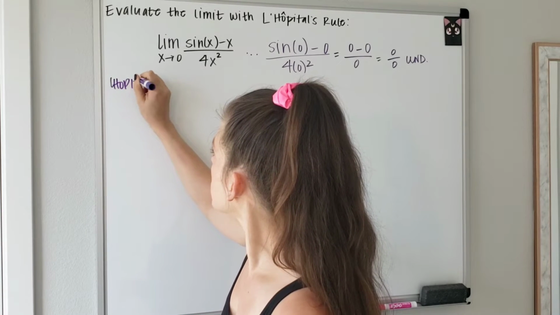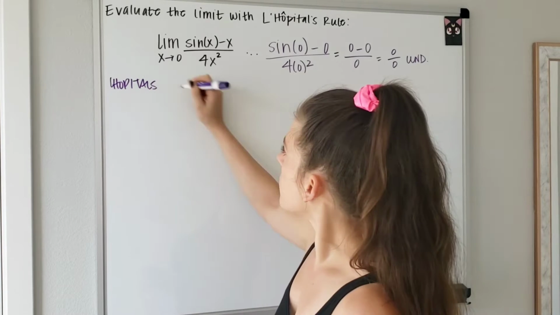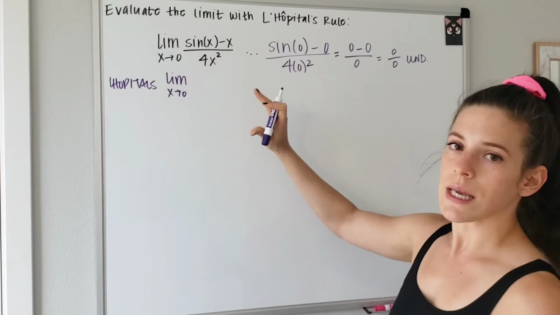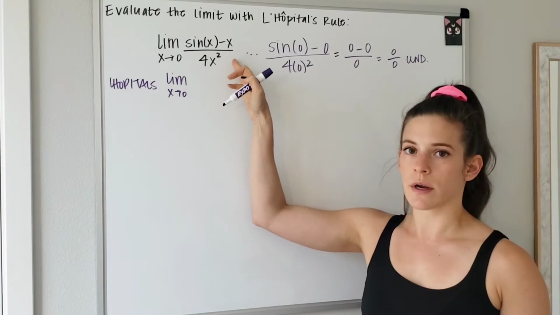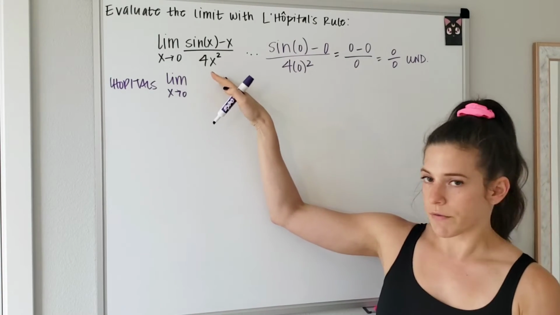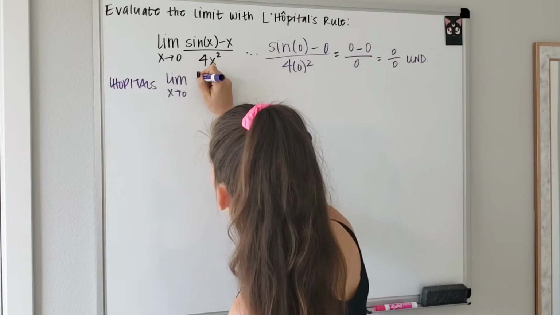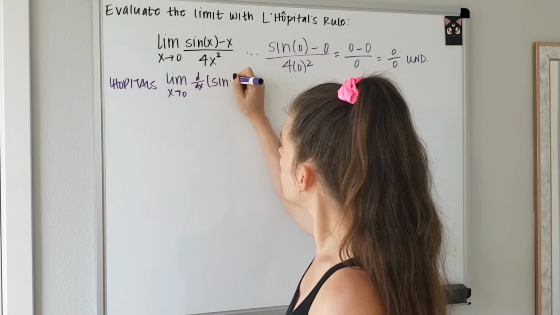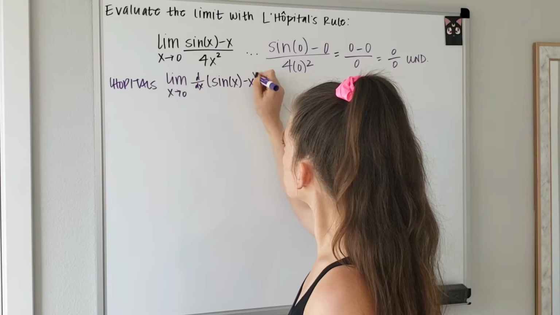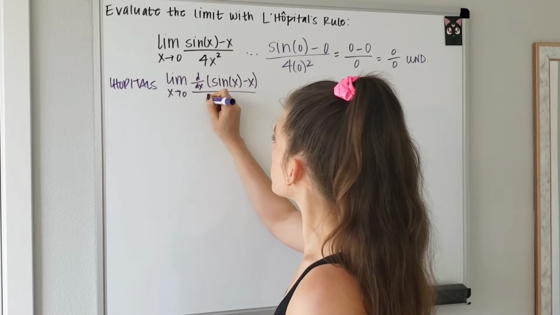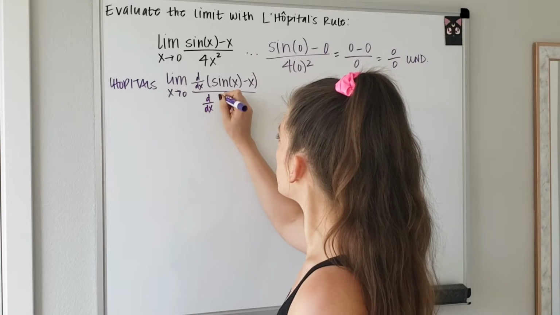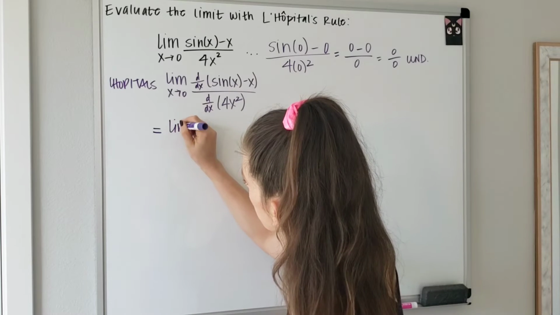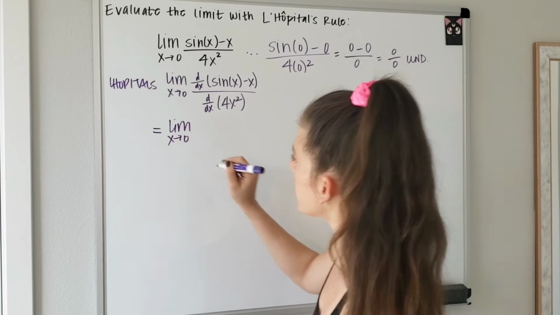And what that tells us is this limit as x approaches 0 is really equal to the derivative of this numerator divided by the derivative of this denominator. So taking the derivative of the numerator with respect to x over the derivative of the denominator with respect to x, we keep this limit here as x approaches 0.